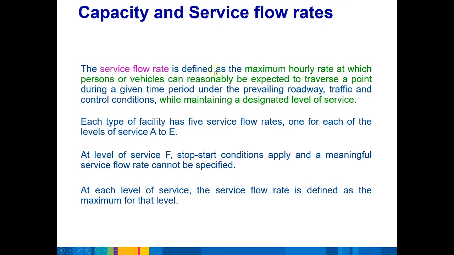So the service flow rate is defined as the maximum hourly rate at which persons or vehicles can be reasonably expected to traverse a point during a given time period while maintaining a designed level of service. The service flow rates for service A, B, C, D would all be different. We have those different values like what we saw recently. Once we get down to level of service F, we're in this stop-start arrangement, so it's not really meaningful to talk about a service flow rate because it is so irregular at that point. At each level of service, the service flow rate is defined as the maximum for that level.